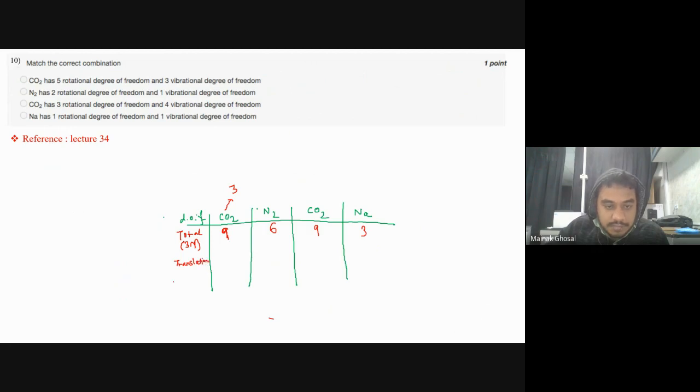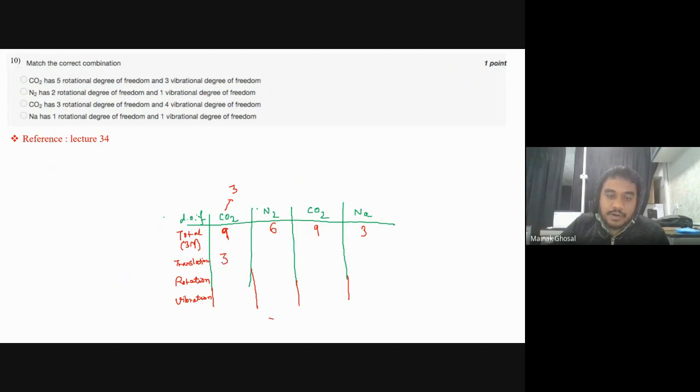This is translation. This is rotation. There should be vibration. Okay. So I'm going one by one, and you will then match answers. So for carbon dioxide, I'm going one by one.